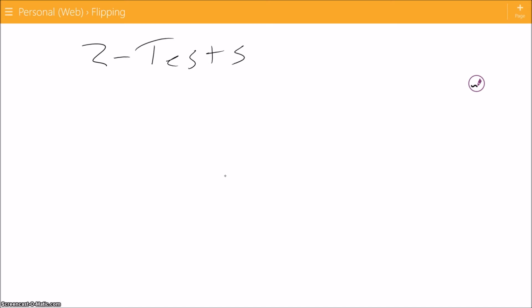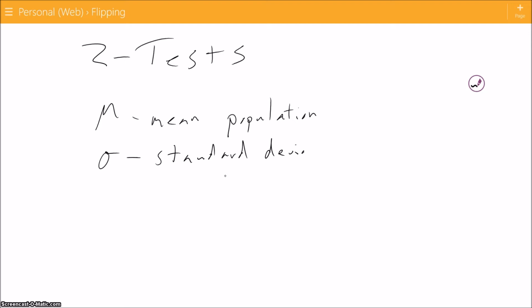All right, so far we've seen that mu is the mean, specifically of a population, okay, of the whole kit and caboodle of everything. Similarly, we've seen that sigma is your standard deviation, again, of the whole thing of your population. Okay?